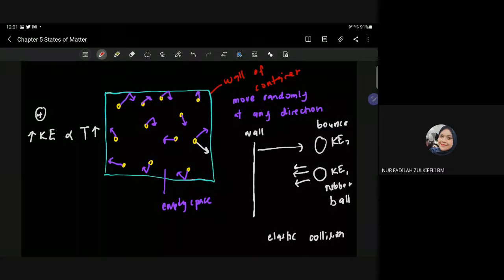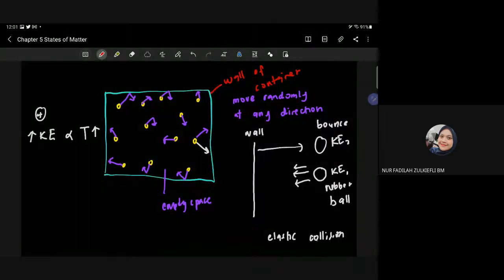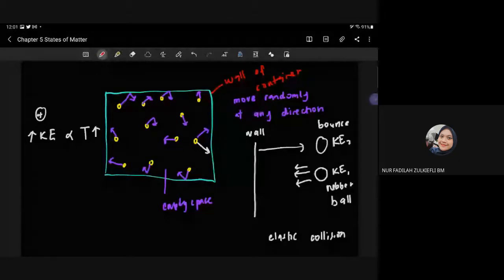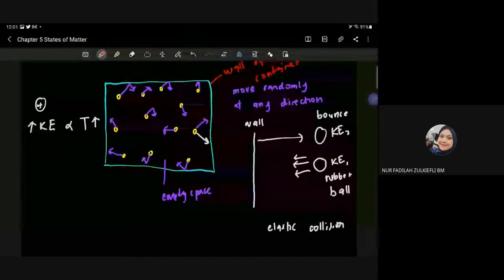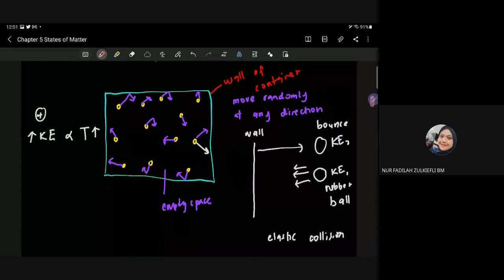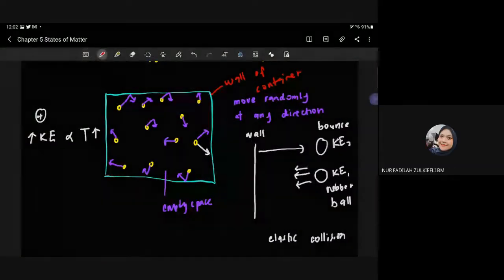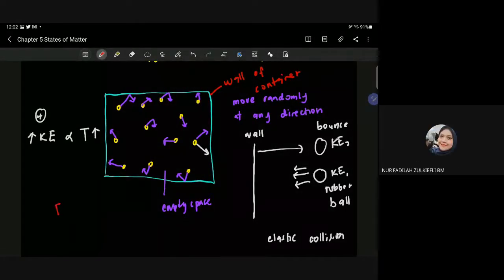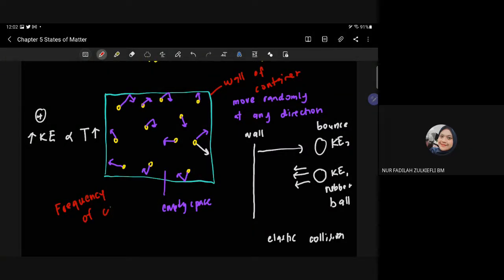Every time dia hit the wall of container, masa tu akan ada force exerted. So the force itu yang kita panggil sebagai pressure. So guys, you tell me right now, kalau collision of gas particles itu tinggi, maksudnya a lot of collisions occur, adakah pressure yang terhasil itu tinggi ataupun rendah? Tinggi. So lepas tu nanti kita akan belajar tentang frekuensi. Yes, lepas tu nanti kita akan belajar tentang frequency of collisions.